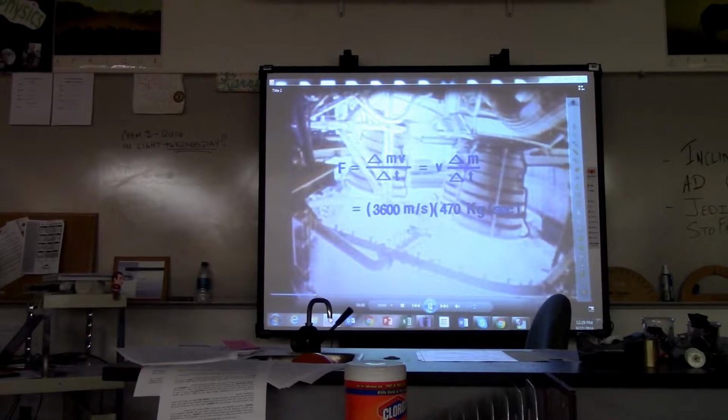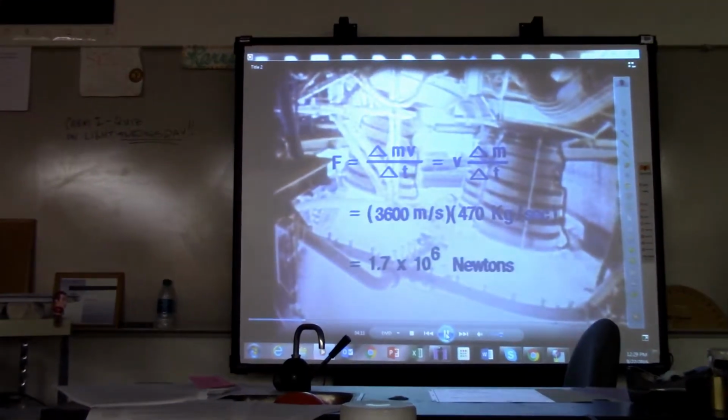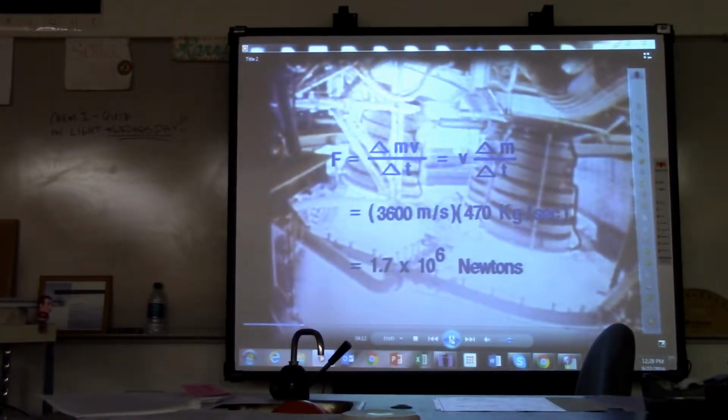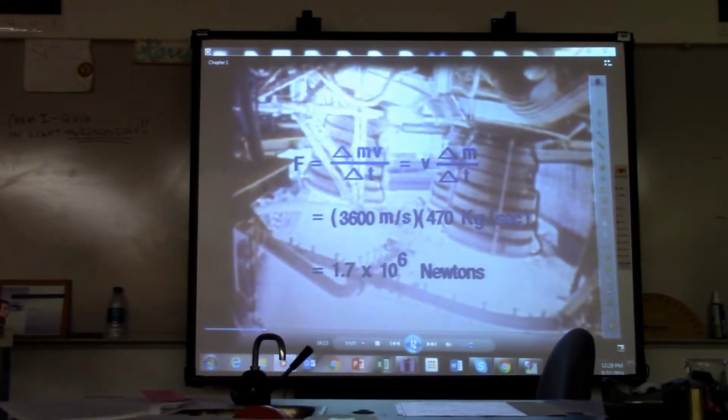The resulting thrust generated by the engine is equal to 1.7 million newtons. As seen by the second law, the greater the rate at which the hot gases are exhausted and the greater their velocity, the greater the resulting thrust will also be.